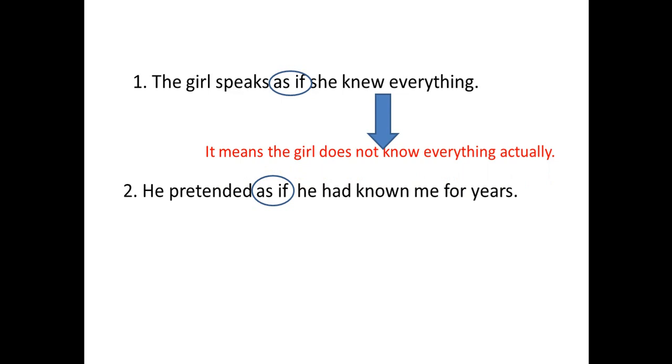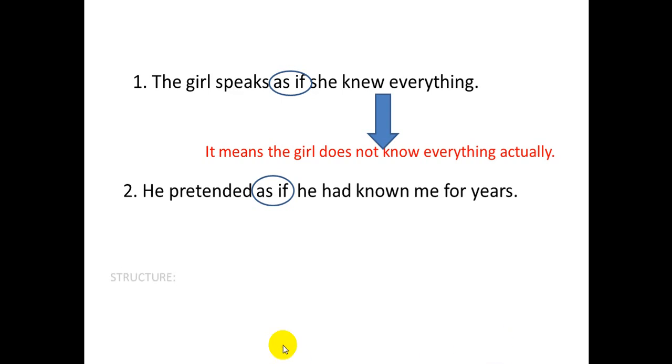The girl speaks as if she knew everything. It means the girl does not know everything actually. Outwardly it may seem to have an affirmative meaning, but actually it expresses a negative meaning. That means negative meaning is expressed in a roundabout way.